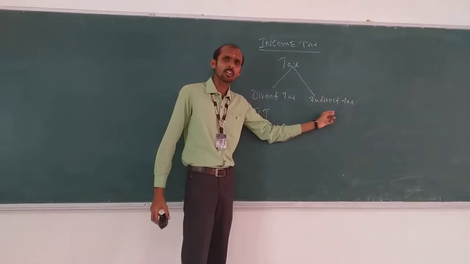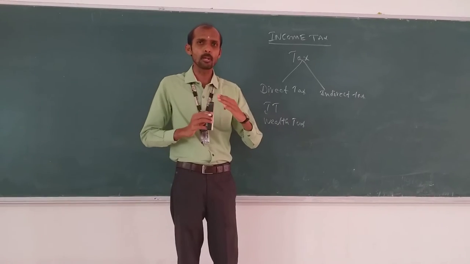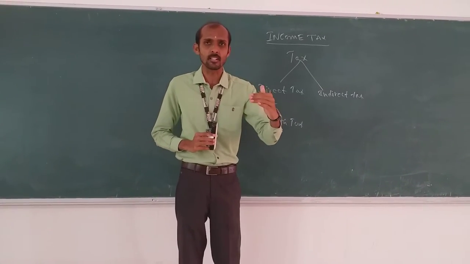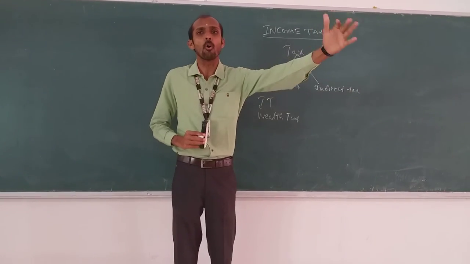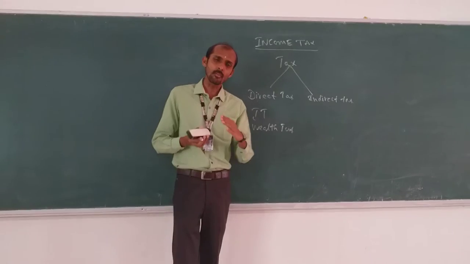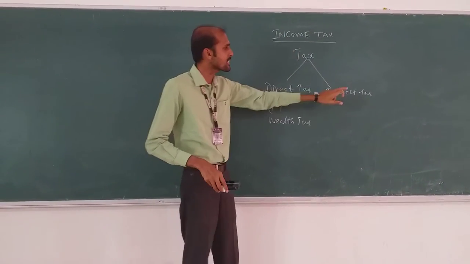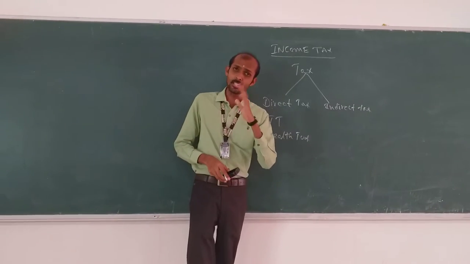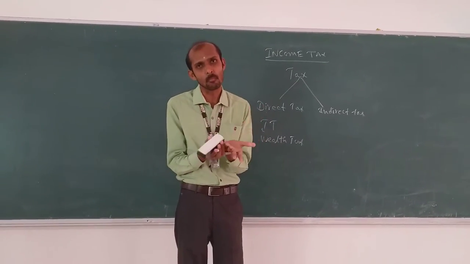The second one is called indirect tax. What is indirect tax? The amount of tax paid by one person to another person, and that person may collect the entire amount of tax and pay it to the government. There is an intermediary. The amount of tax is transferred from one person to another person and then goes to the government. That is called indirect tax. That means I am paying tax without knowing how much I am paying.